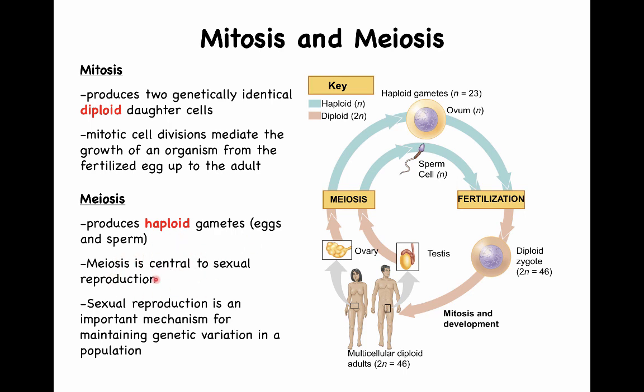That idea of sexual reproduction, so sperm and egg fusing, which is really important for genetic diversity, requires this meiotic division so that you can make haploid cells and they can come back together. And we'll talk in another section of the chapter about how important sexual reproduction is to maintain diversity in the population.